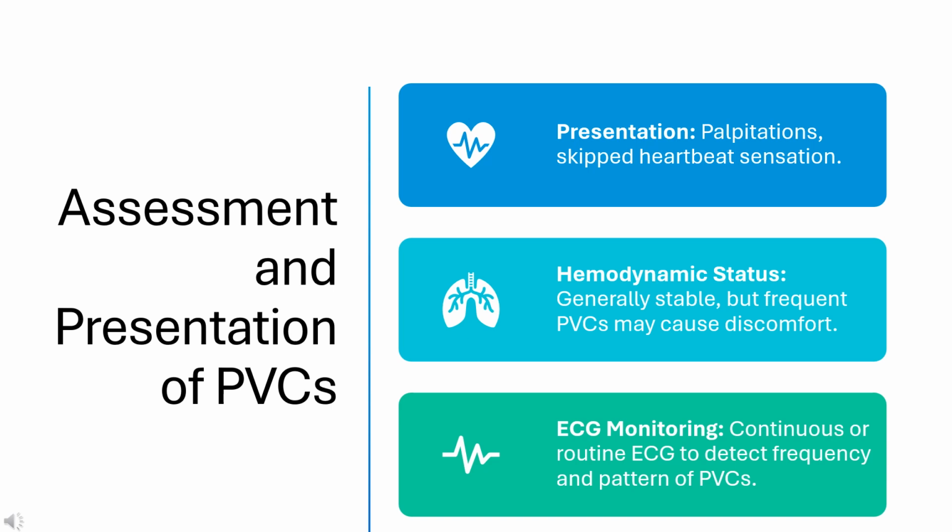Documenting the frequency and pattern of PVCs helps in assessing whether they are increasing or decreasing over time and in response to treatments. Analysis of the ECG can also help to identify any underlying conditions that might be contributing to the occurrence of PVCs, such as ischemia or structural heart disease.